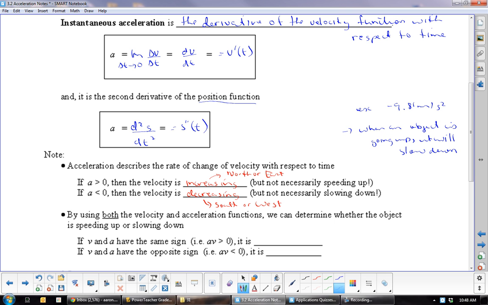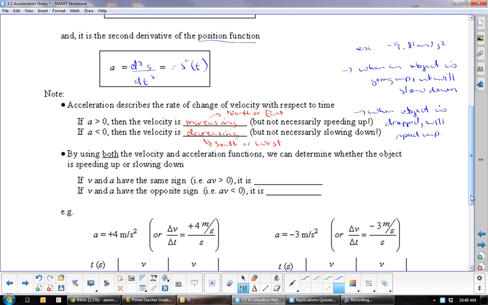Why? Because the velocity is opposite to the acceleration. Therefore, that is something that has a positive velocity but a negative acceleration. Therefore, it will be slowing down. Okay? When an object is dropped, it will speed up. In fact, if it was dropped in a vacuum, it would never stop speeding up. Every second, it would get 9.81 meters per second faster.